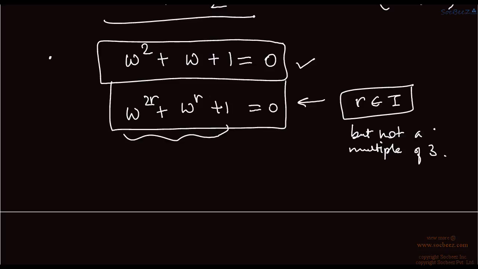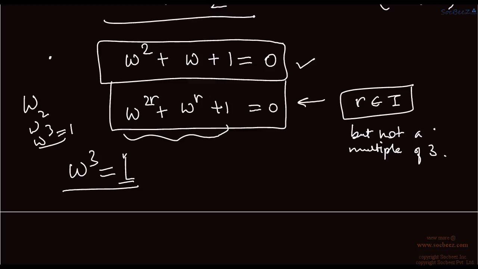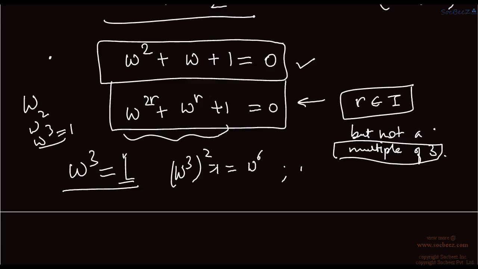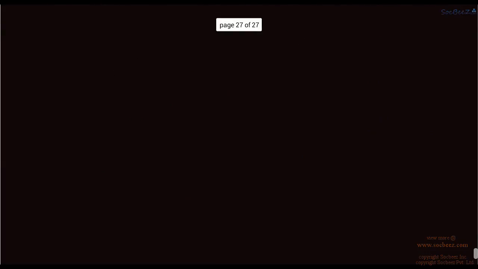Now, the third important thing is omega cube is always 1. Omega is something, omega square is something, but omega cube is 1. And that's why omega cube square is also 1, which implies omega to the power 6 is 1. So if r is a multiple of 3, that means r is 6, 9, 12, anything, the value of omega to the power 3r will always be 1 for r belonging to any integer.